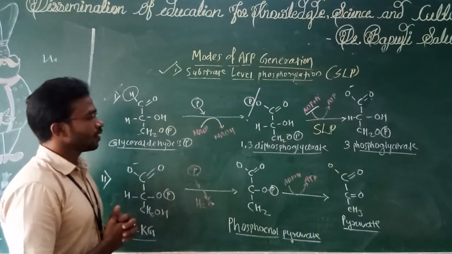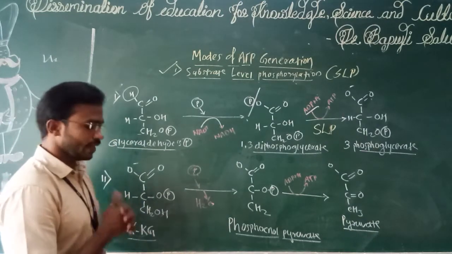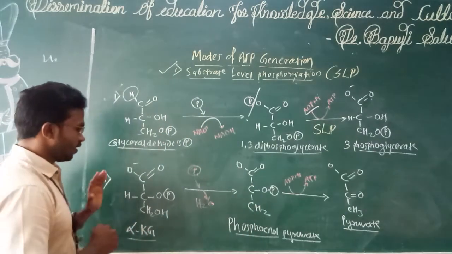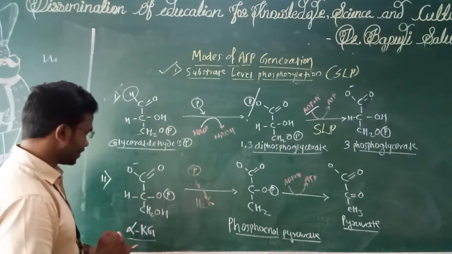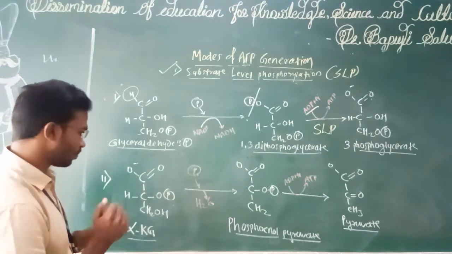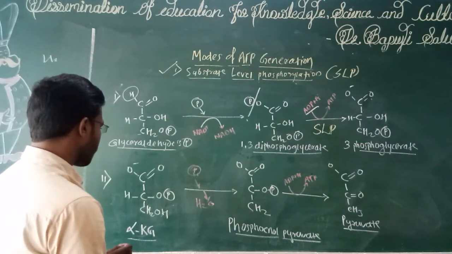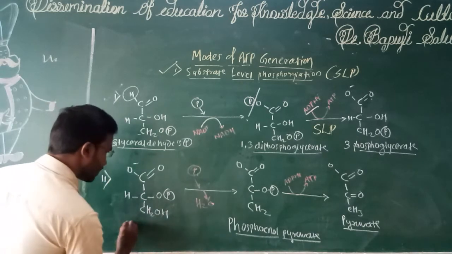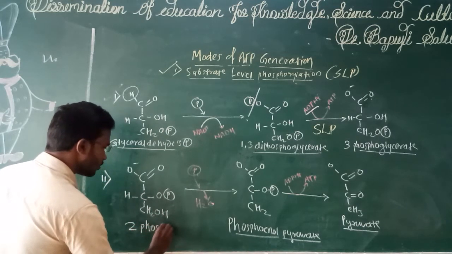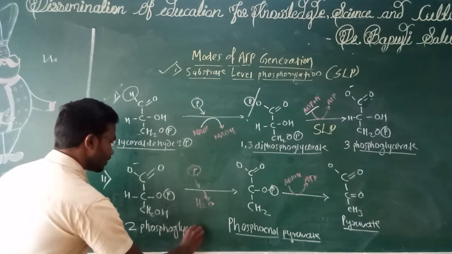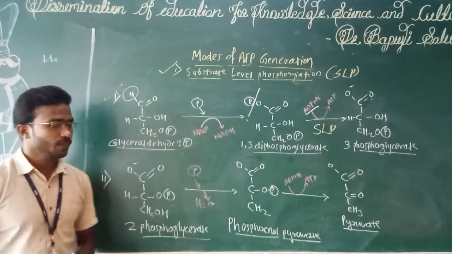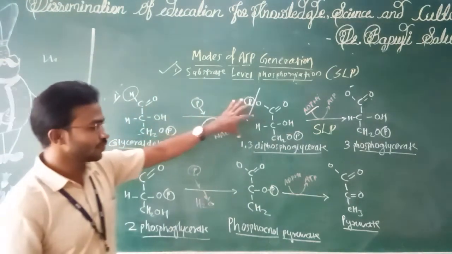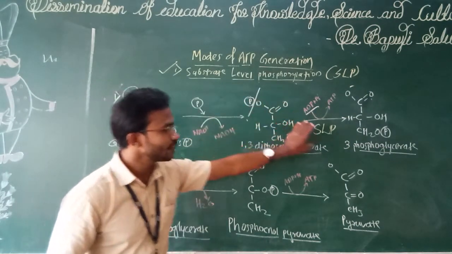Okay. Now second example is from EMP pathway. Earlier I said it is from TCA cycle, but there is a mistake. This is 2-phosphoglycerate. So it is an example from EMP pathway. In this particular example, glyceraldehyde 3-phosphate is converted to 1,3-diphosphoglycerate. Phosphate is released that forms 3-phosphoglycerate.